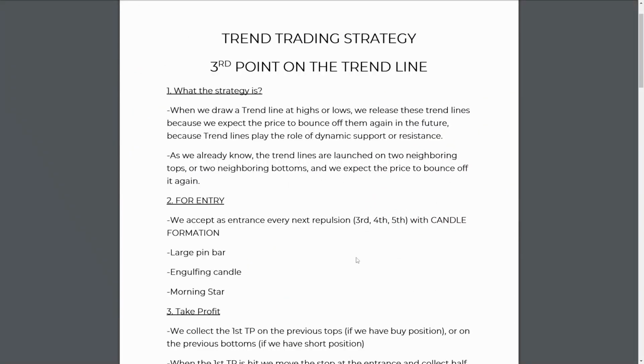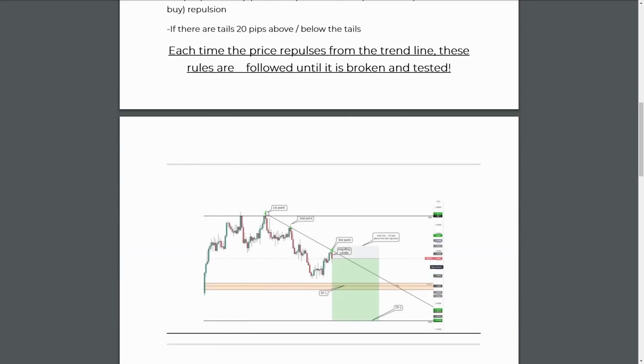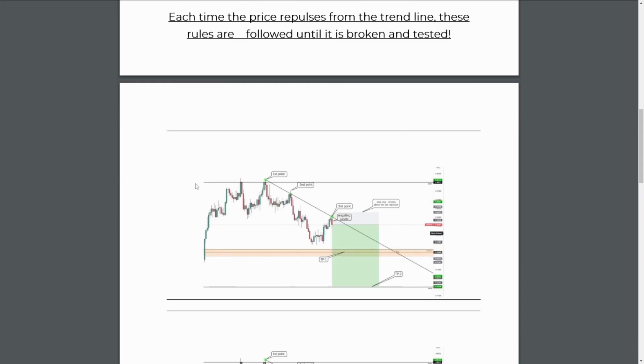And so traders, today we will talk about the third point on the trend line. I would say this is one of the most important strategies that could be used constantly. First, as an introduction, I want to say that trend lines are dynamic levels of support and resistance, especially when they are on larger time frames. When we have a trend line on a weekly chart or a trend line on a daily chart, they play the role of dynamic supports and resistances, and when the price is repelled by them, we take into account that this is as if repelled by a strong support or strong resistance level.